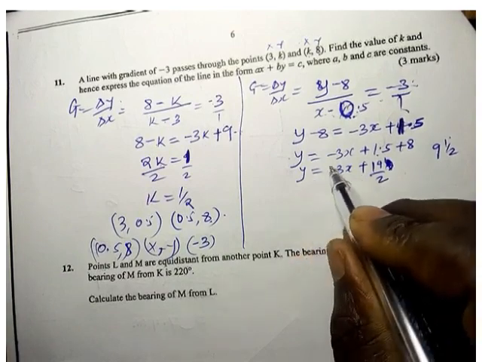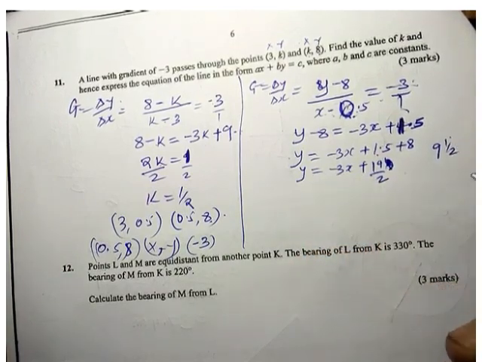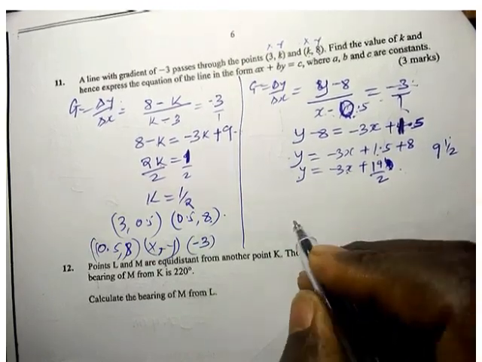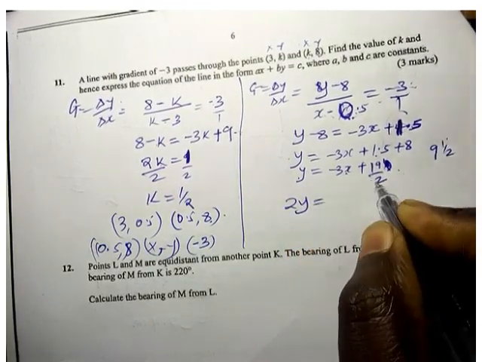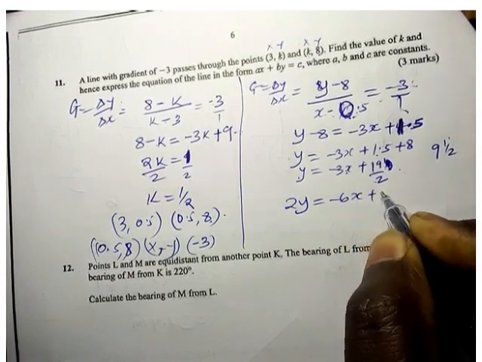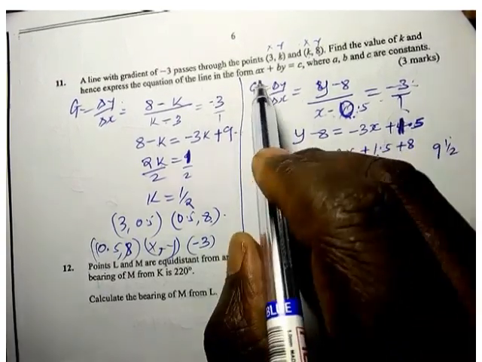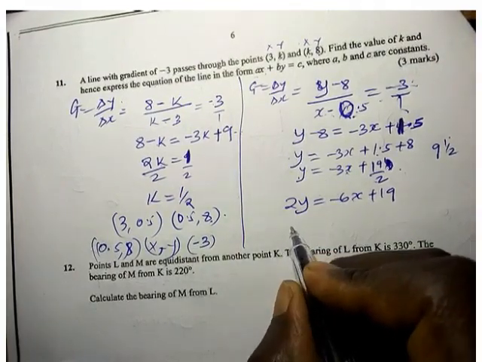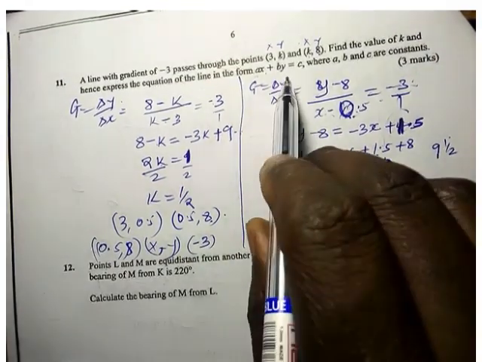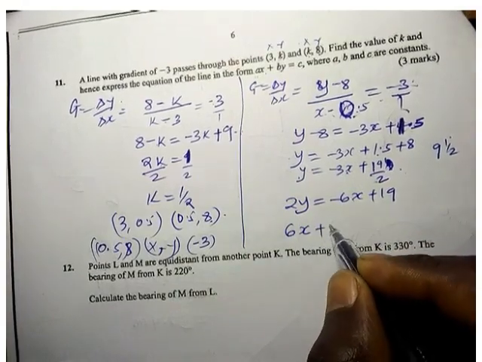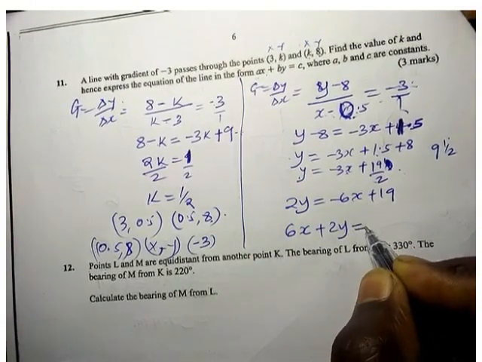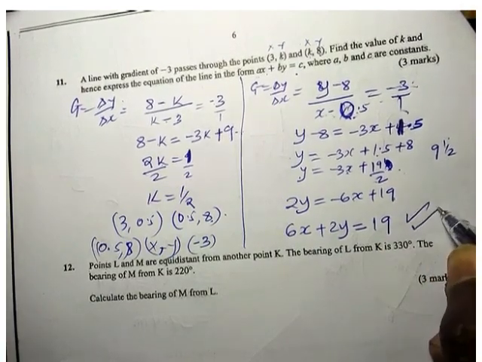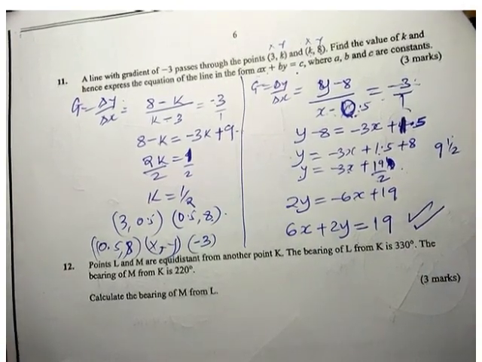So I want to make this equation without fractions. So I will multiply every term by 2. So we will have 2y = -6x + 19. But I was told to write it in the form ax + by = c. So this one will become positive 6x, followed by plus 2y, is equal to the constant c, which is 19. And that is the equation that is required.